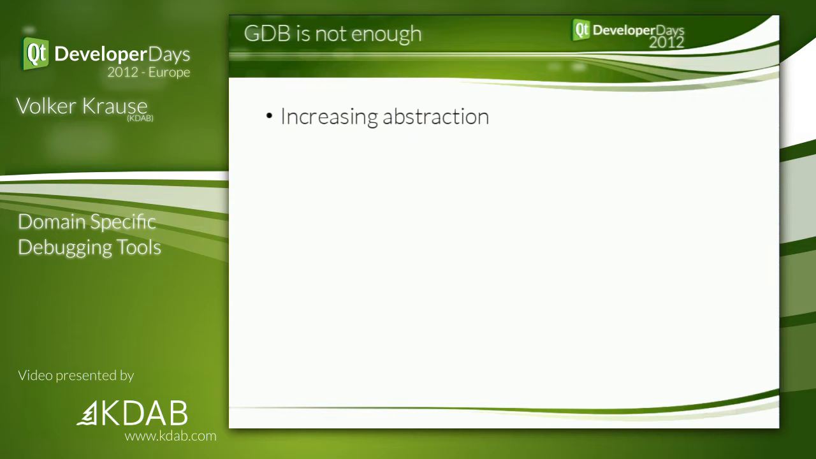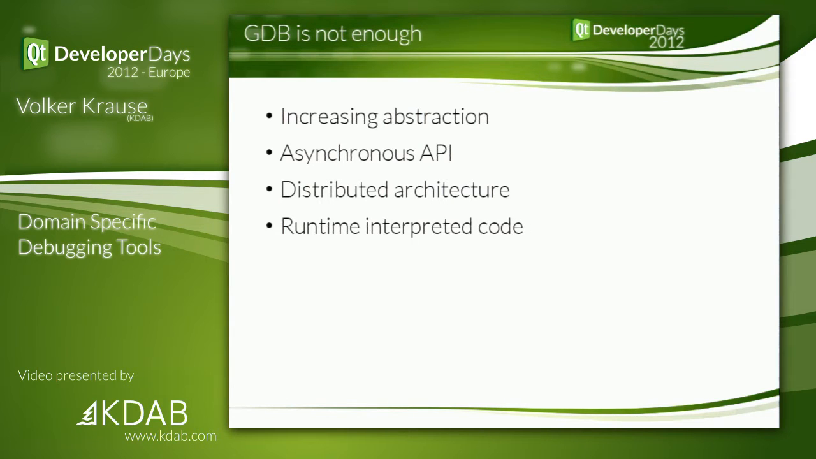We have increasing abstraction layers. We get more and more away from the instruction level that we see with a regular debugger. We get asynchronous APIs, so there is no sequential control flow anymore. That also makes it much harder to just step through it with a debugger. Or even more so, we have distributed architecture, so multiple processes running on several machines. Again, I need to debug all of them at the same time.